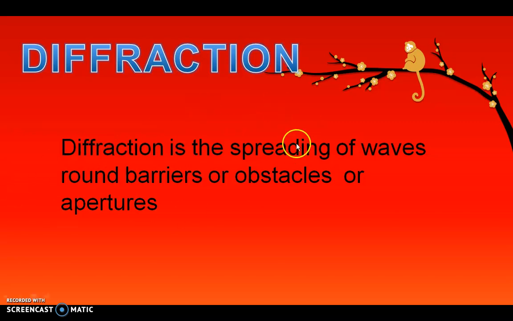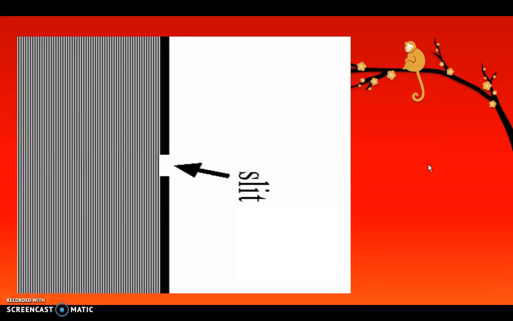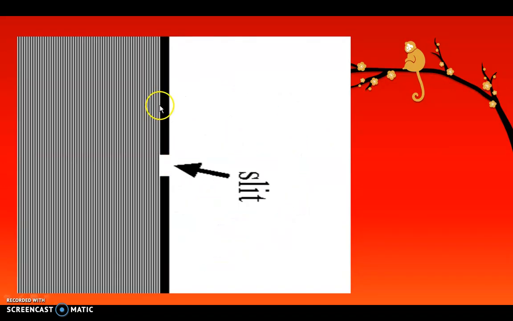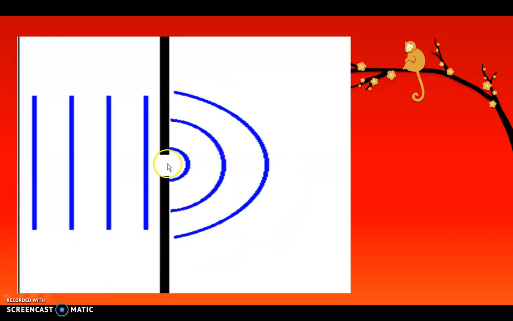If a wave encounters an obstacle, the wave will start spreading or bending round, curving, when it passes through an aperture or a barrier or an obstacle. This is what we call diffraction, the bending or the spreading of waves round obstacles. Example, look at what happened here. We have two surfaces. This is the obstacle now. Look, we have an aperture, an opening here, slits.